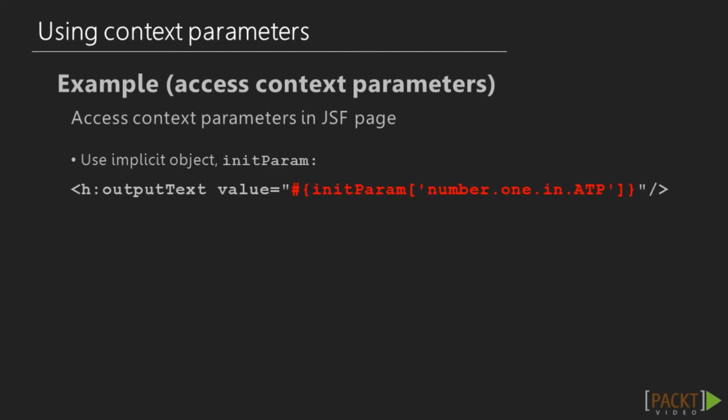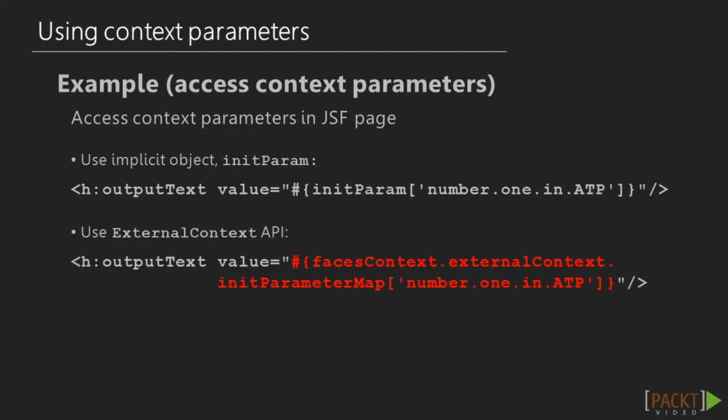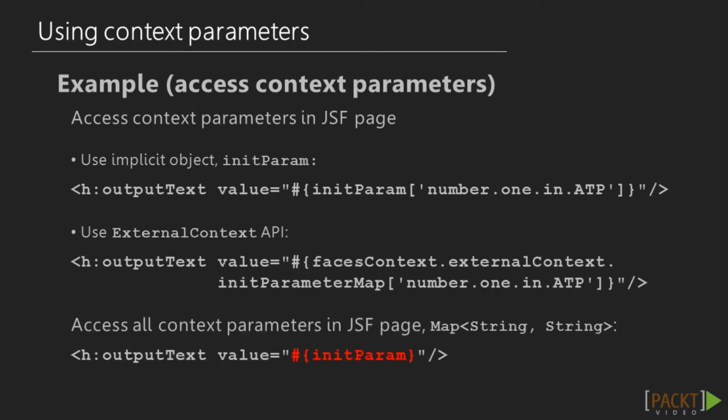We can access the context parameters in JSF pages or in beans. In JSF pages, we can use the implicit object initParam, or we can use the external context API. As you can see, both examples will return the value of the same context parameter from the initialization parameters map. If we are using the initParam implicit object without arguments, then we will obtain the entire initialization parameters map.